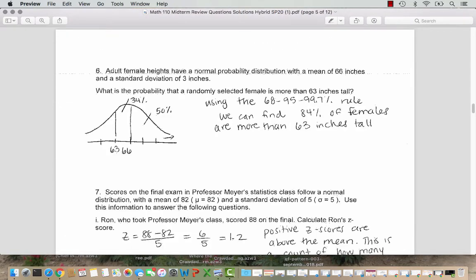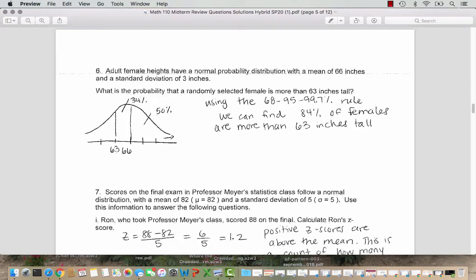Question 6 tells us about adult female heights. They have a normal probability distribution with a mean of 66 inches. That would be 5 feet 6 inches. And a standard deviation of 3 inches. So I asked you to think about what is the probability that a randomly selected female is more than 63 inches tall.